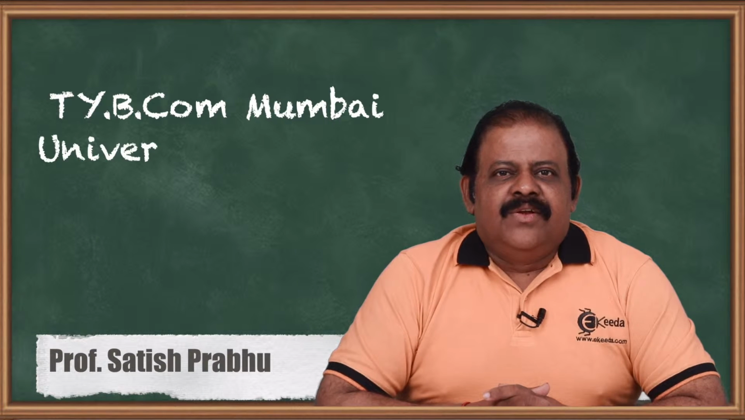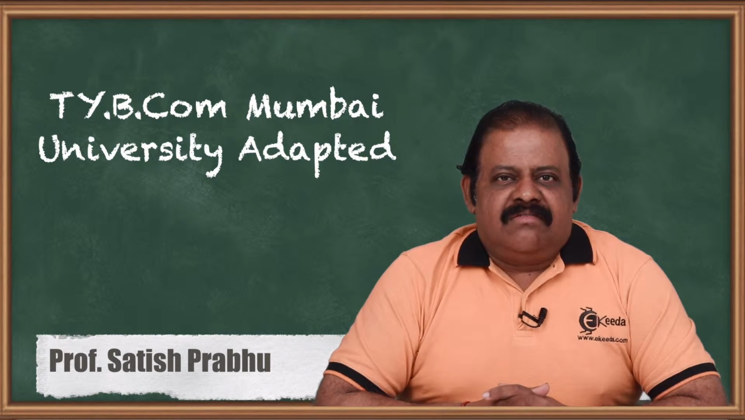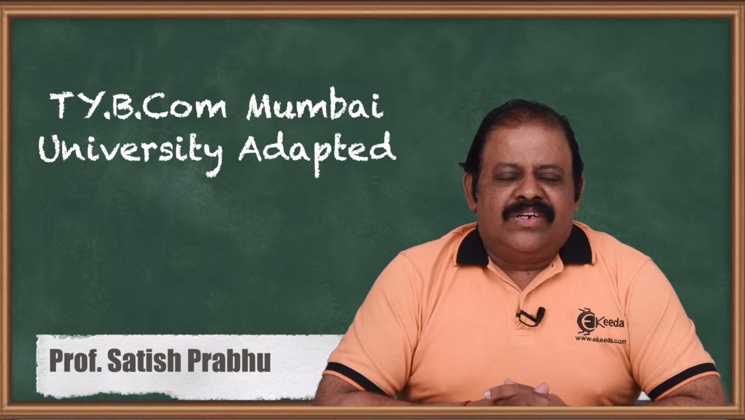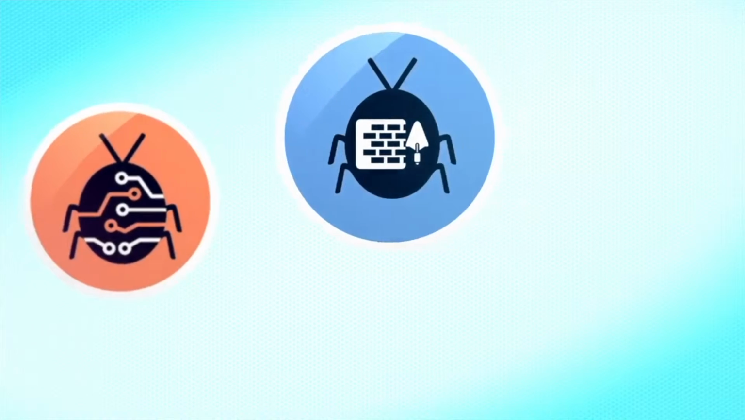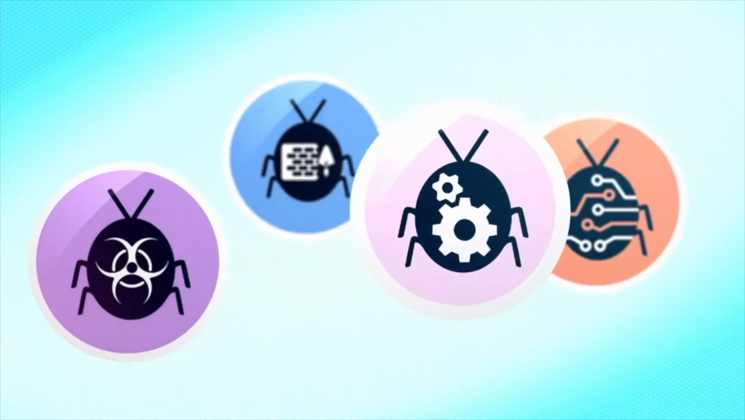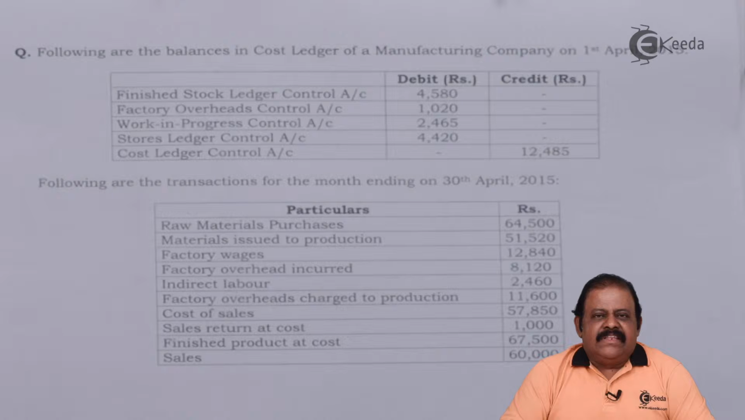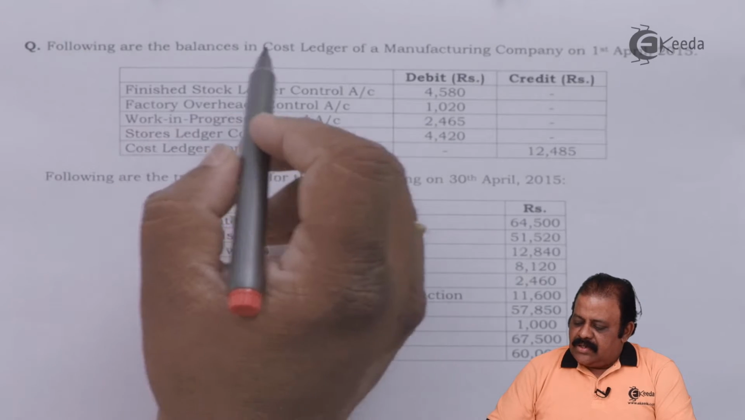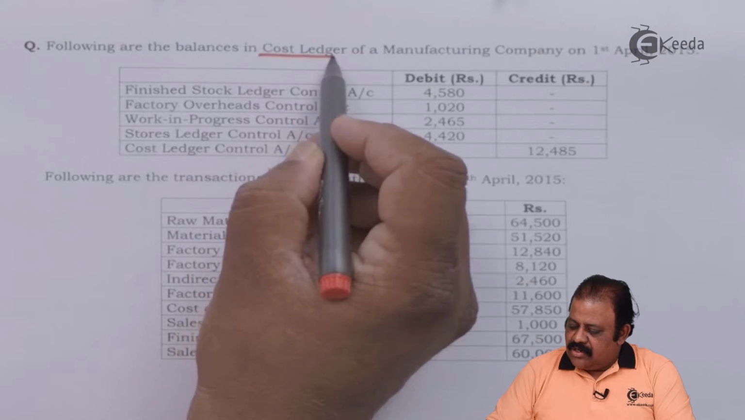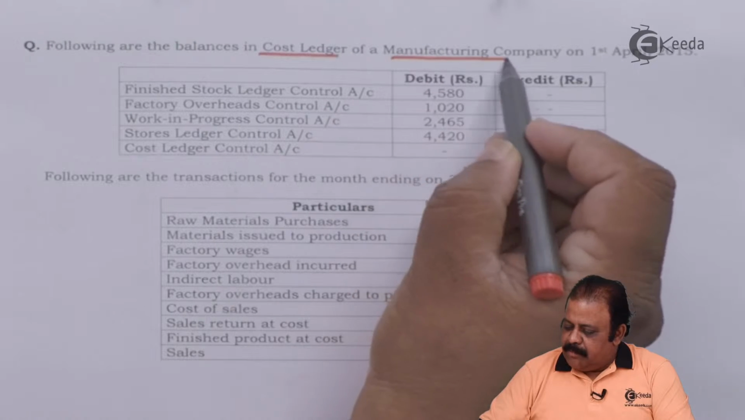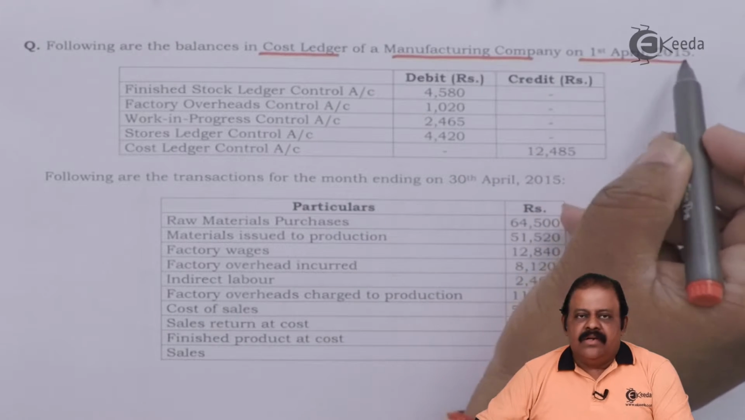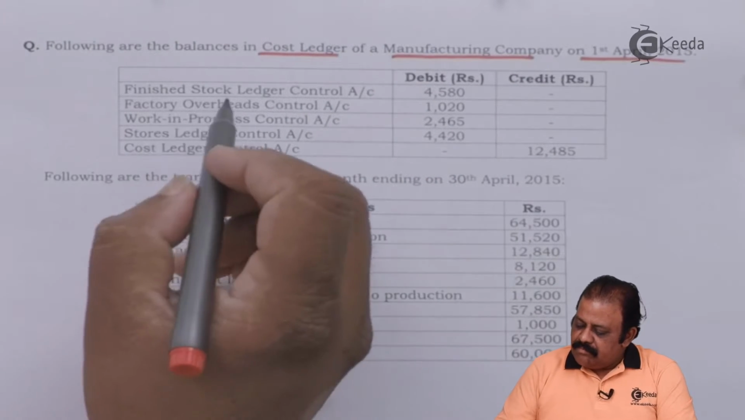Hello friends, we'll discuss now one question based on University of Mumbai pattern. Let us read the question. Following are the balances in the cost ledger of a manufacturing company on 1st April 2015.